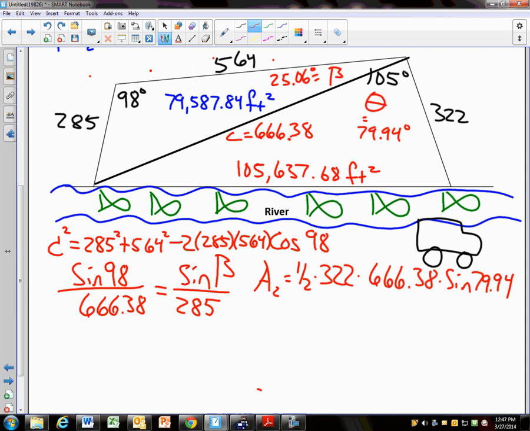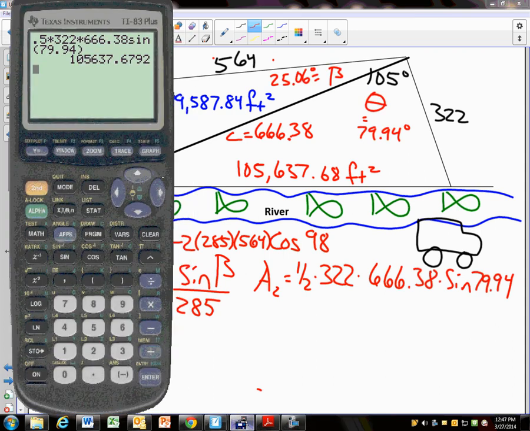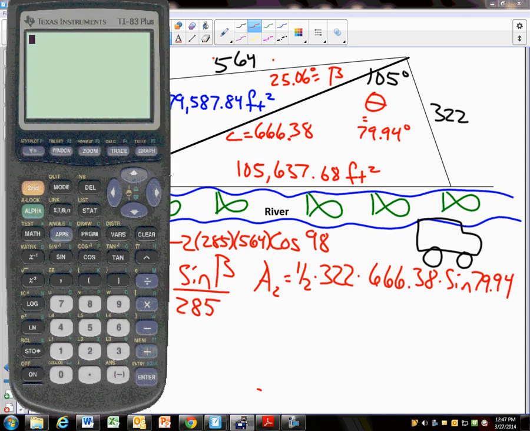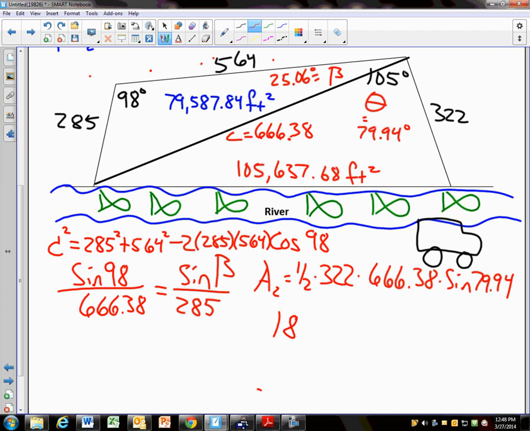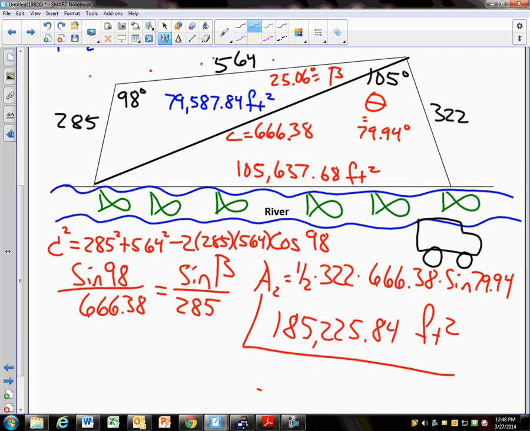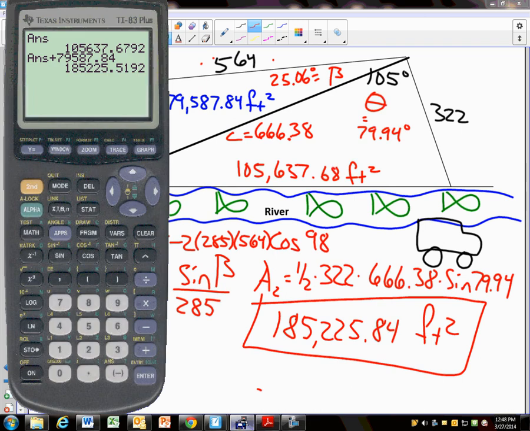105,637.68. So if you want to know the total area, add them together. Grab my answer. Add that to 79,587. 185,225. Oh, I said 0.84, it's 0.52.